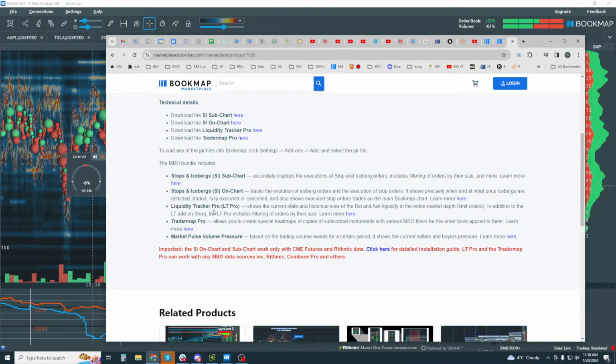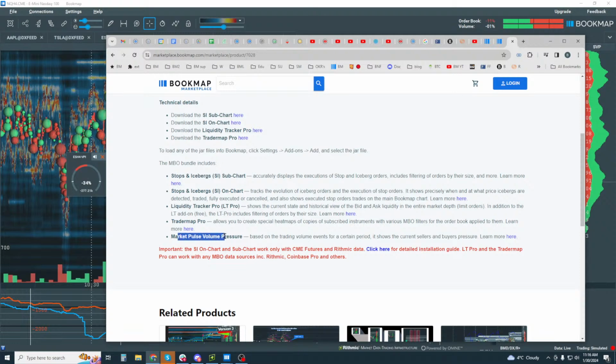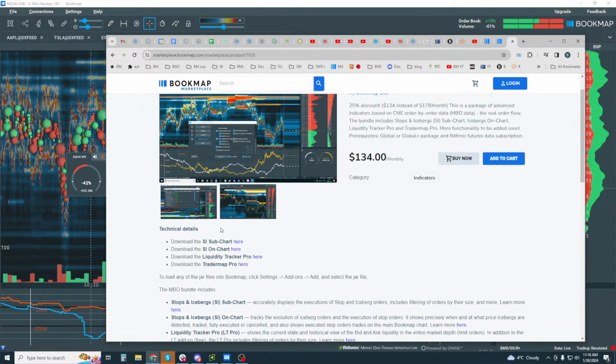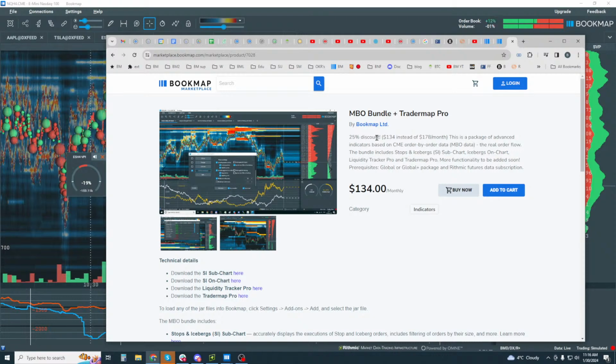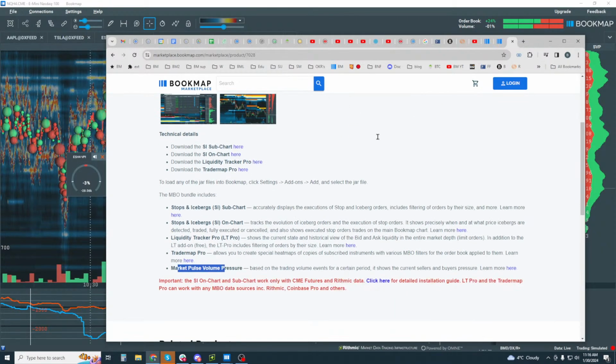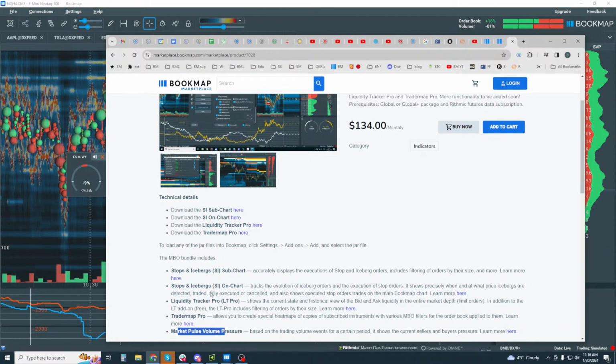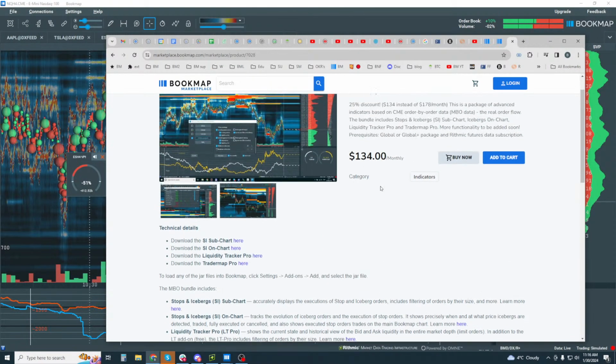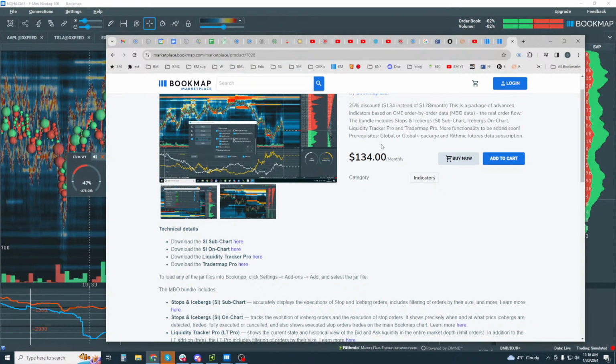Now, if you look down here, you see volume, Market Pulse volume pressure. This is incorrect, and we need to change this. It will include all of the Market Pulse tools. So if you are interested in this MBO bundle, you're getting quite a bit of value out of it due to these new additions here, Trader Map Pro and Market Pulse. All of the Market Pulse add-ons are in here.